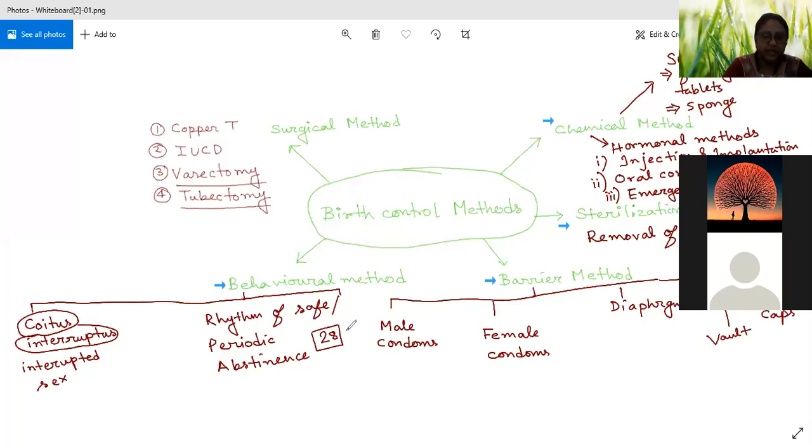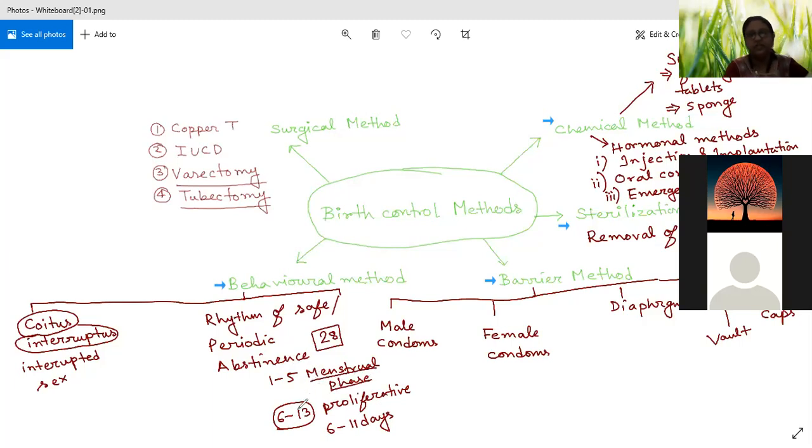rhythm and can have intercourse during, just like we know, up to 1 to 5 days the menstrual phase exists. After that, 6 to 13 is known as the proliferative phase. So if one person goes for intercourse during this time, to be more safe, if one chooses 6 to 11 days after the menstrual phase, during this time the uterus is not ready for implantation. And ovulation also is not there.